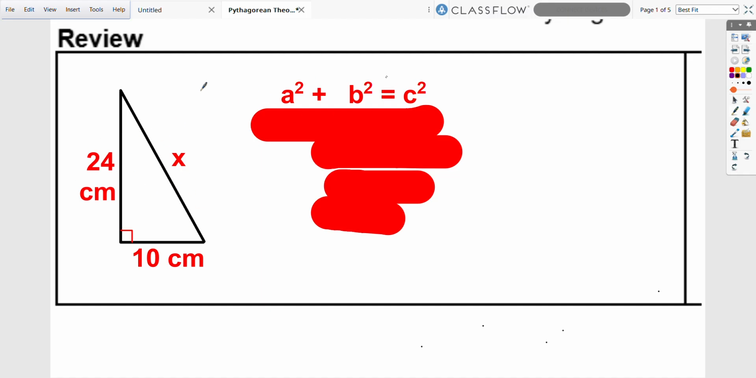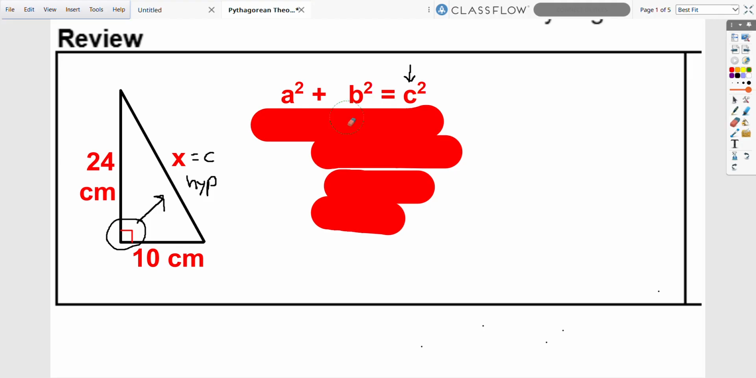So remember, in order to use the Pythagorean theorem, we want to make sure that the hypotenuse goes in the C spot. So to find the hypotenuse, which is the longest side, we find the right angle. We look at the side across from it, and we see here that this is going to be our C, because this is the longest side, which is the hypotenuse.